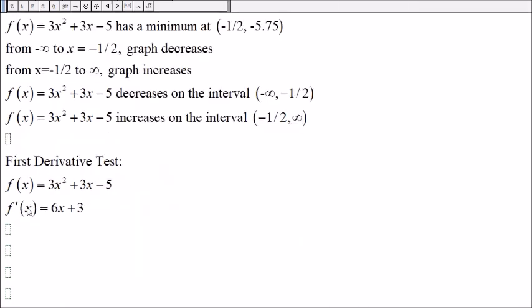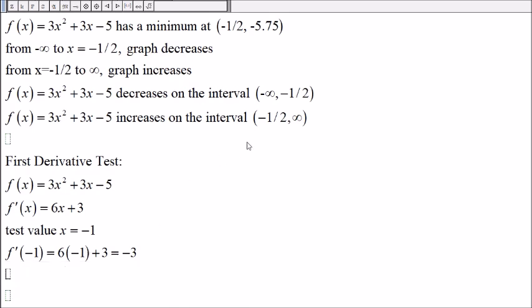And then evaluated, the first derivative would be positive. So for example, for this interval right here from negative infinity to negative 1 half, let's say we picked negative 1, and then now we evaluate the derivative at negative 1, then we get negative 3. And so for any number in this interval, the derivative will be negative.